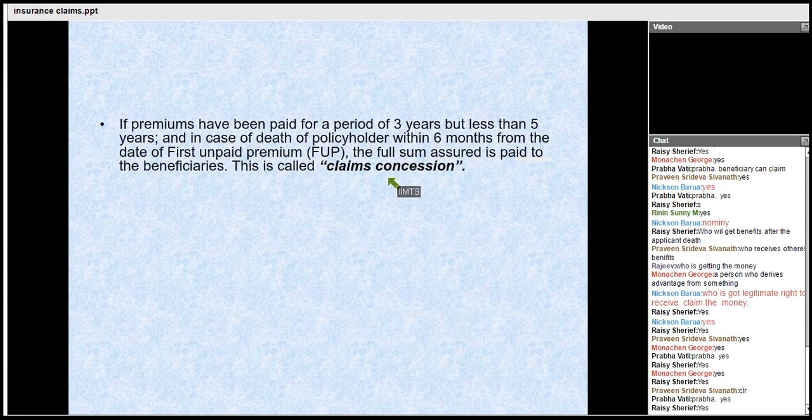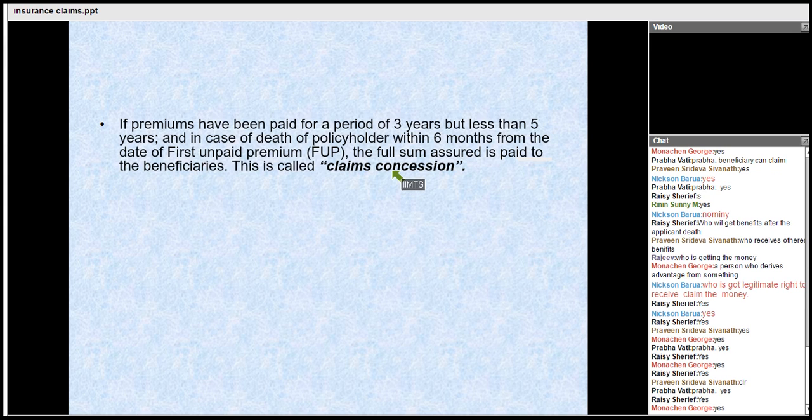If I have paid the premium for 3 years but less than 5 years, and if I am unlucky, then the matter may go to court. From the date of the first unpaid premium, the insurer has to be assured beyond any doubt that there has been a suppression of material facts, duly supported by necessary evidence. Is it clear, everyone?